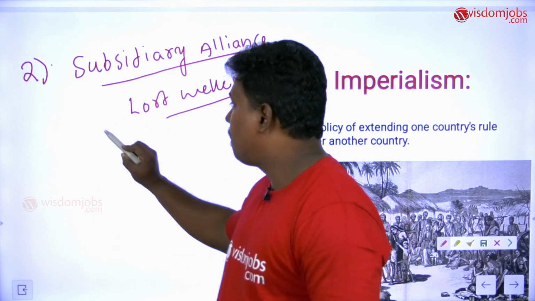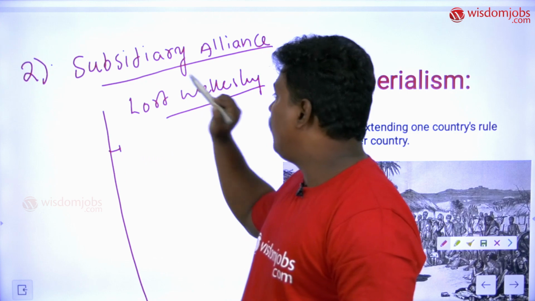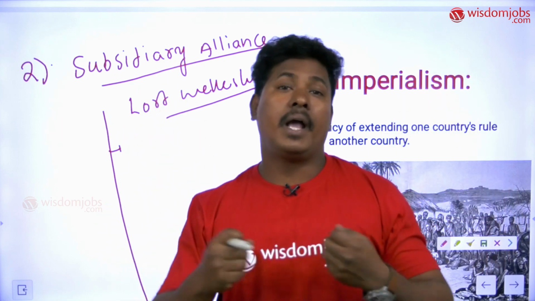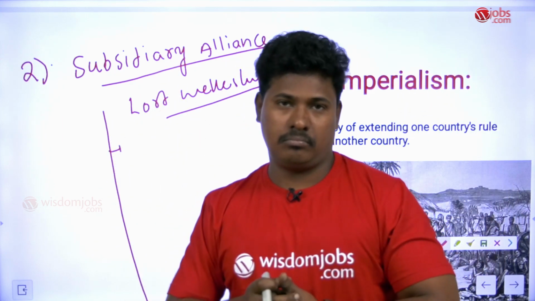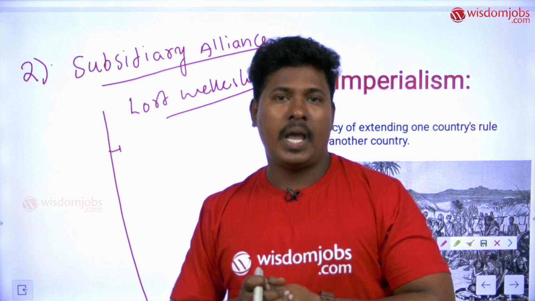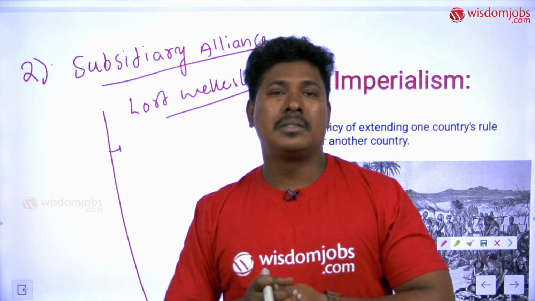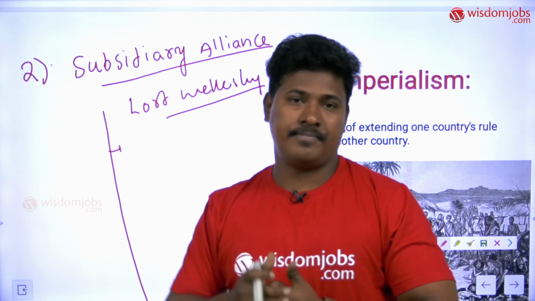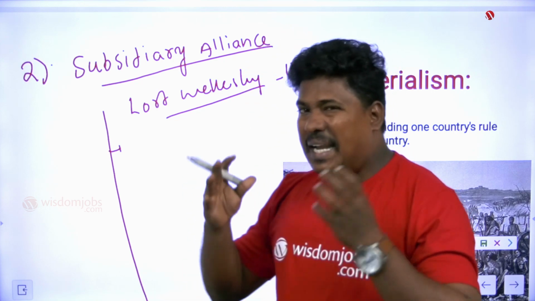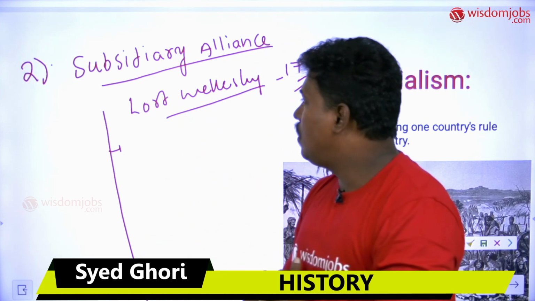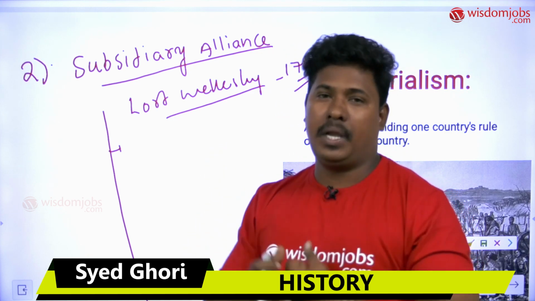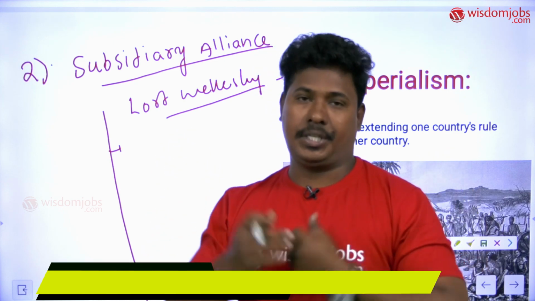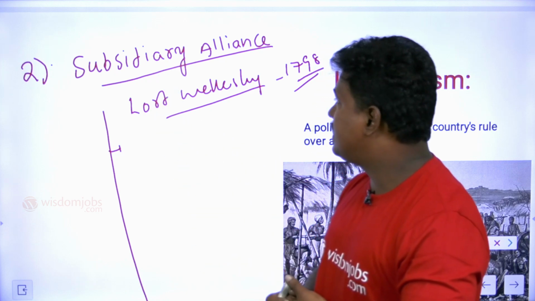Subsidiary alliance. Mainly, Lord Wellesley created this policy to become an economic power, a great economic power. As we know, without economic empowerment, the status of political empowerment is zero, is it? So the British had a look over a strong economy, to become an economically empowered state. For that, the British created this policy, subsidiary alliance.